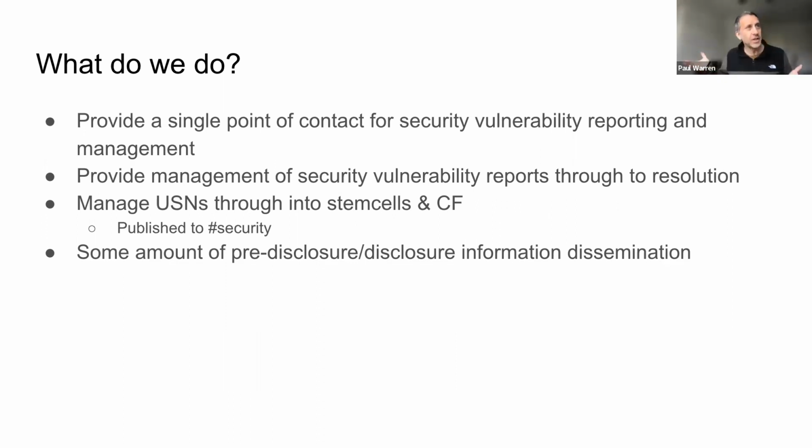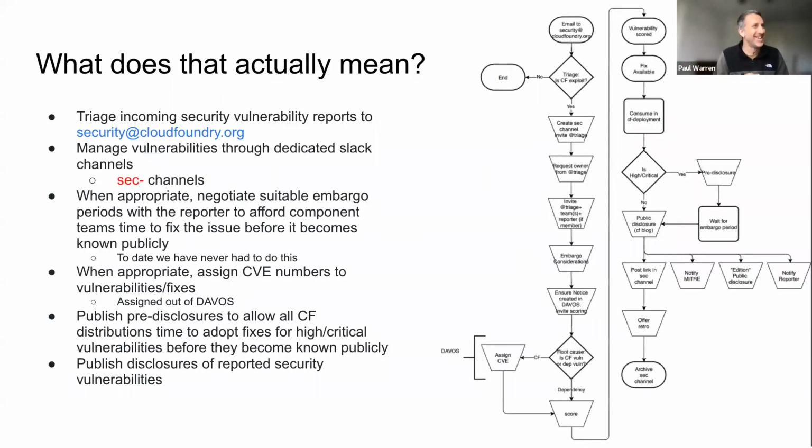So what does that actually mean? Well, it means this. When I first joined the group, we had a mapping exercise where we flow charted out what we actually do. And that breaks down into several stages. On all Cloud Foundry projects, if you go look at the SECURITY.md, you'll see that if you find any vulnerabilities, please report them to security@cloudfoundry.org. So someone manages that inbox, and that's us. And so we get emails into there.